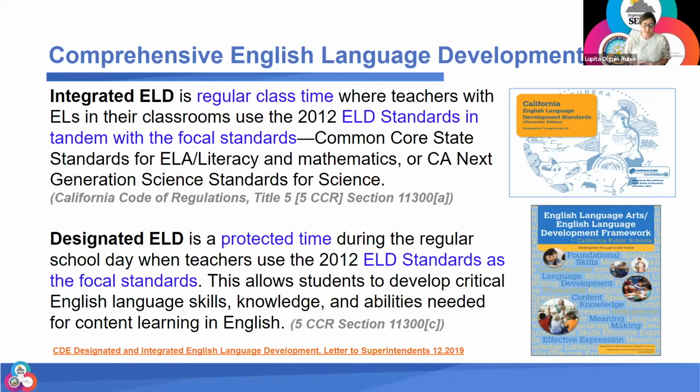So comprehensive ELD, comprised of both integrated and designated ELD, is an English learner service for all English learners, including English learners with disabilities. We're going to take a deeper dive into comprehensive ELD when we get to chapter 6, but I just want to highlight that as we are working towards refining our classification processes to identify English learners with an active IEP, as students are classified, we also want to ensure that comprehensive ELD is part of their educational programming.